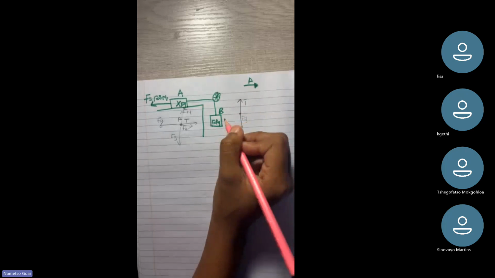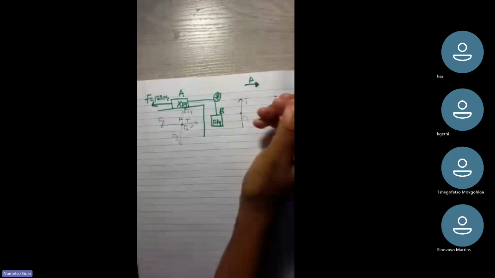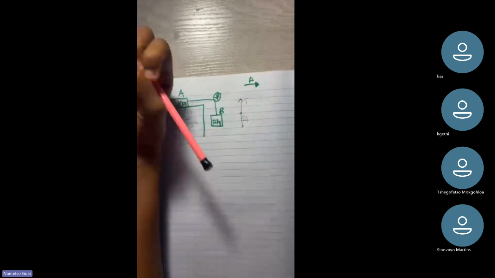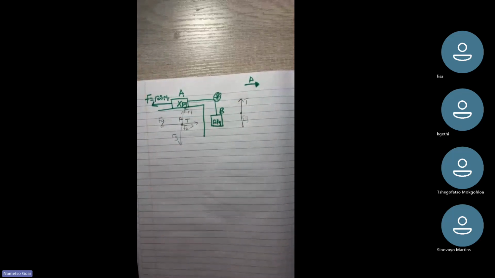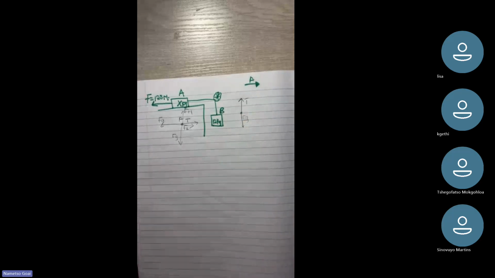Remember, FG does not only depend on the fact that you are lying on a surface. Even when you are hanging, remember, FG is just a force that the earth exerts on every object, whether you are hanging from a tree or you're sitting on top of a table. You guys are both experiencing the force of gravity. Do you understand that?